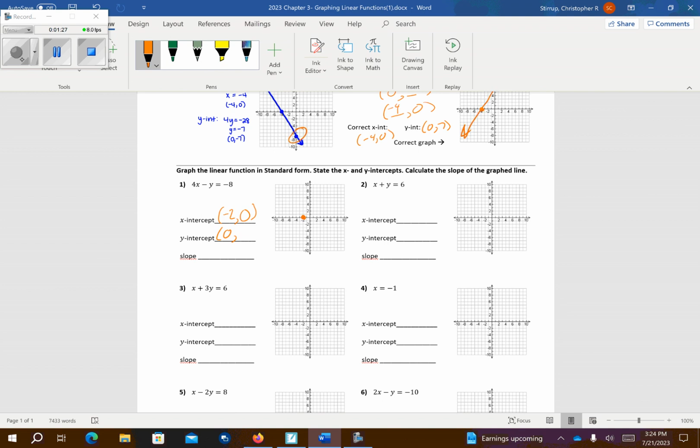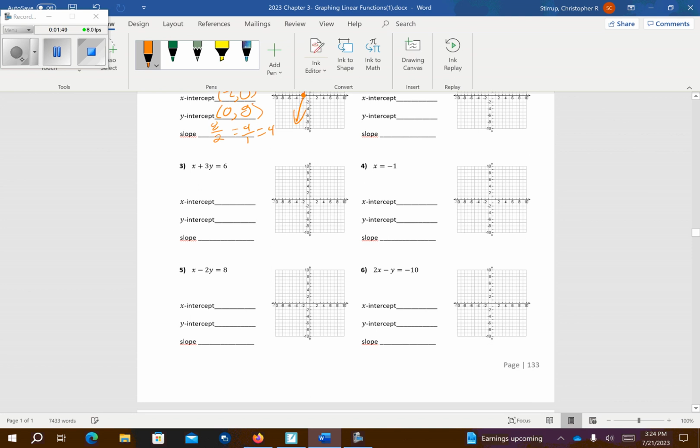Plug 0 in for the x. So negative y equals negative 8. So 0, 8. That's up there. And then if you wanted to find the slope, looks like you go up 8, right 2. So up 8, right 2, which would reduce to 4 over 1, or you could just have it as 4.